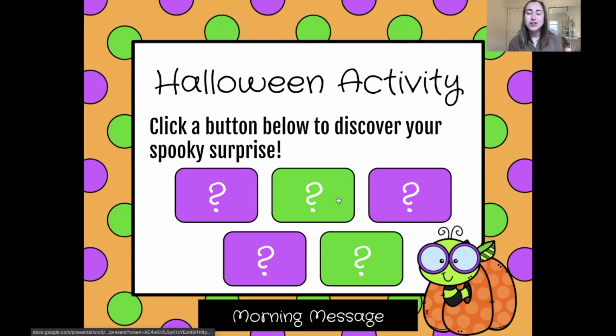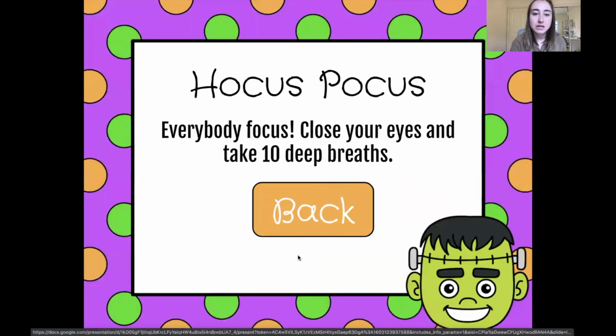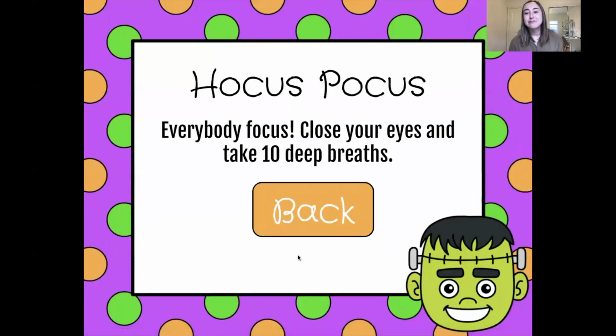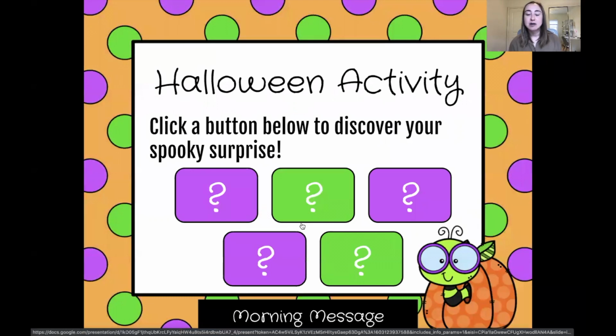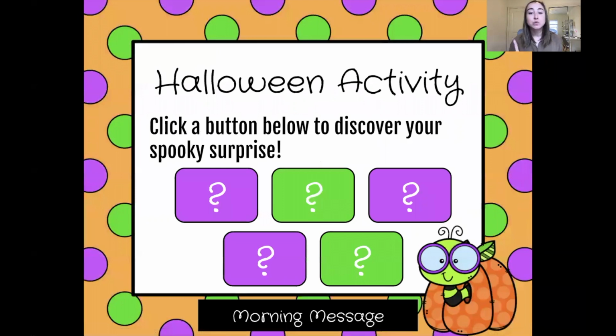Back, and then I'll show you guys one more example here. Hocus pocus. Everybody focus. Close your eyes and take 10 deep breaths. So these are just 3 examples of really short activities that you could do with your students. If you wanted, you could do just one of these. You could do all 5 of them. It's really up to you.